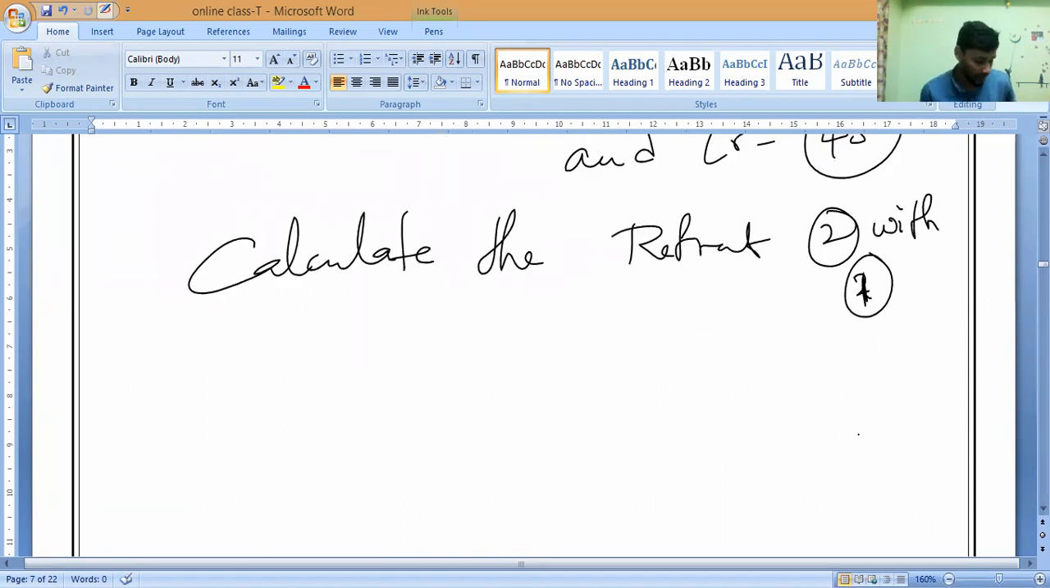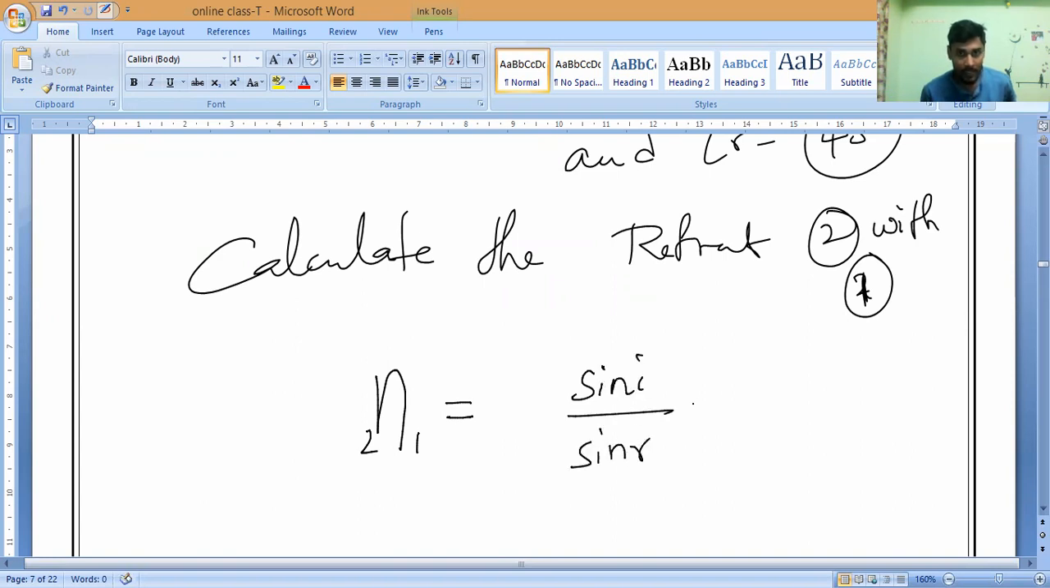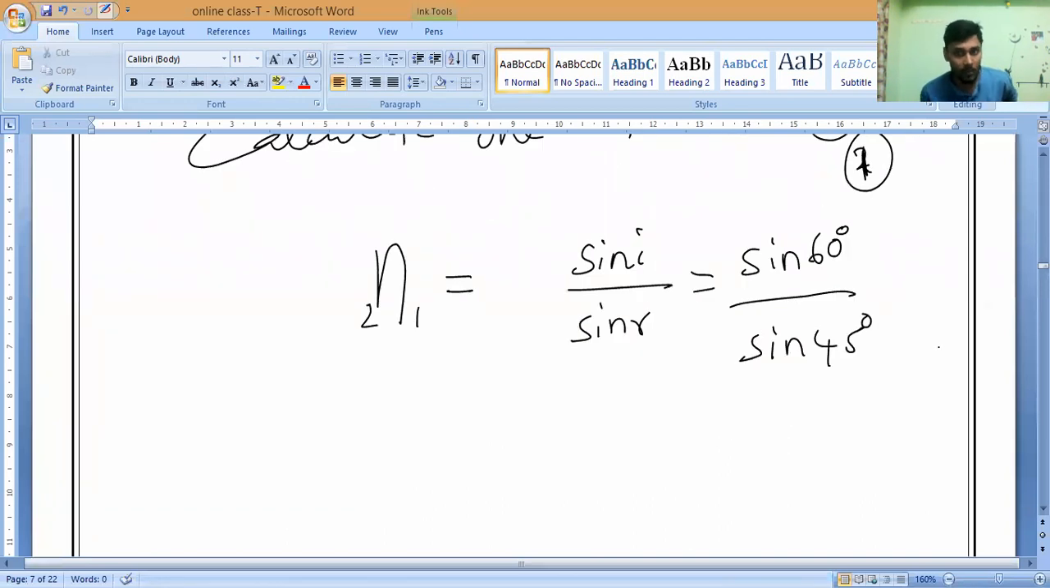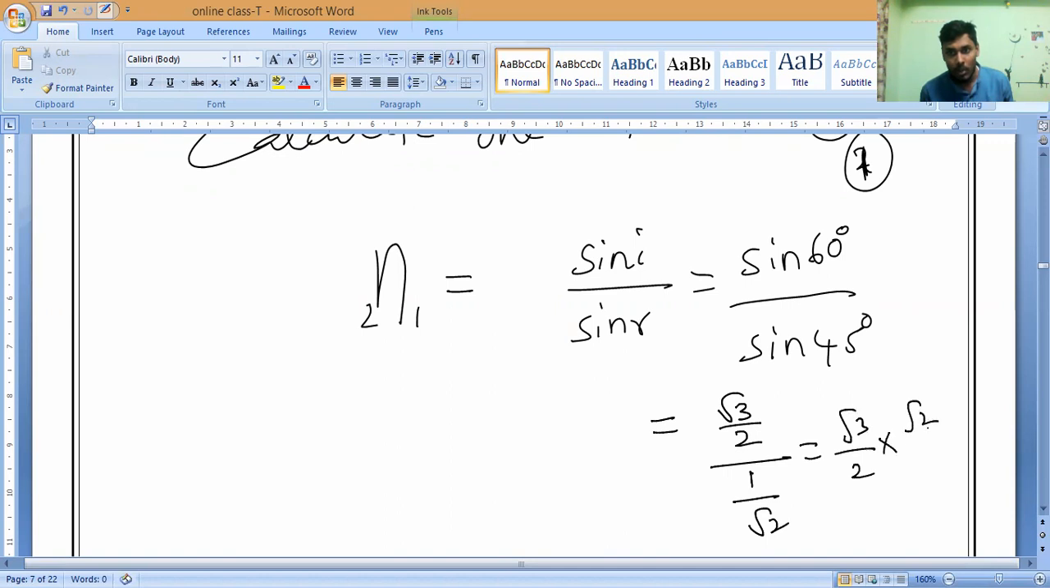So in this case, the same formula we have to use. The refractive index of medium 2 with respect to medium 1 is equal to sin i by sin r. So sin i is sin 60 divided by sin 45. These are perfect values, you have to learn them. Sin 60 is root 3 by 2, sin 45 is 1 by root 2. So it turns into root 3 by 2 into root 2 by 1.